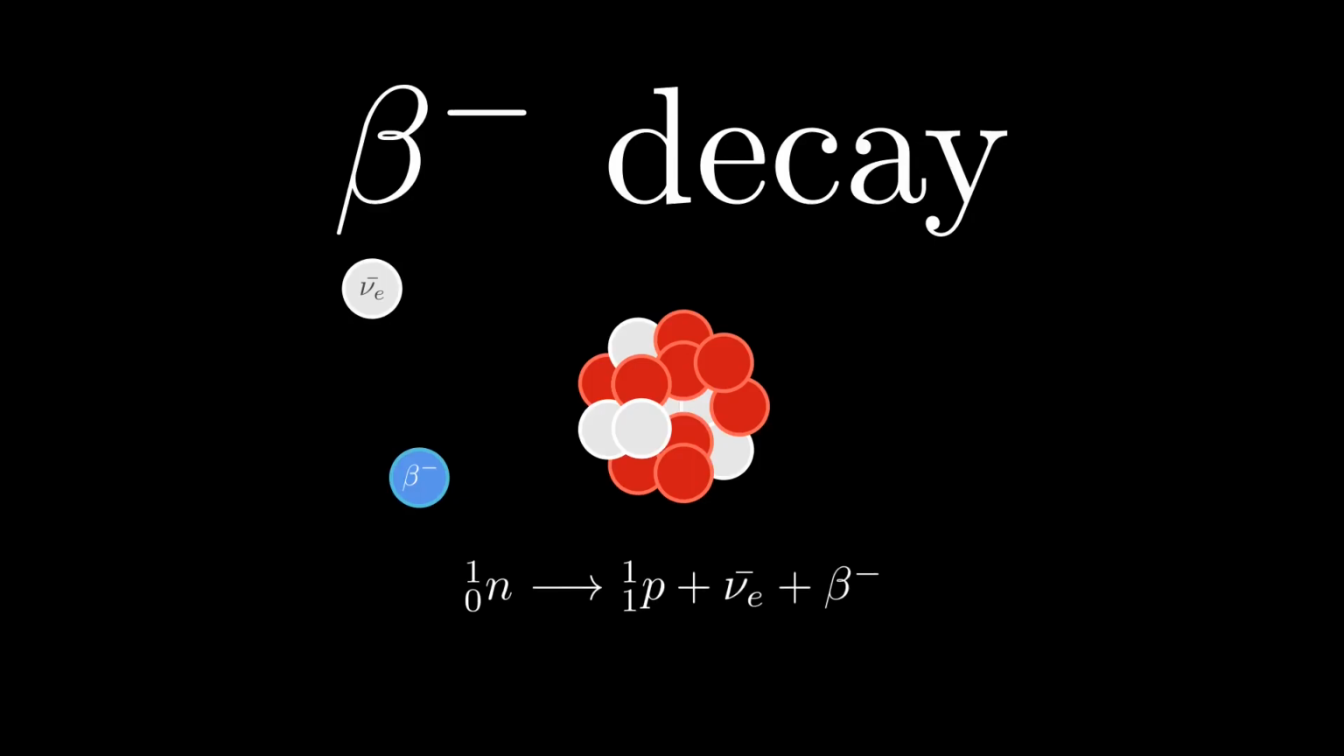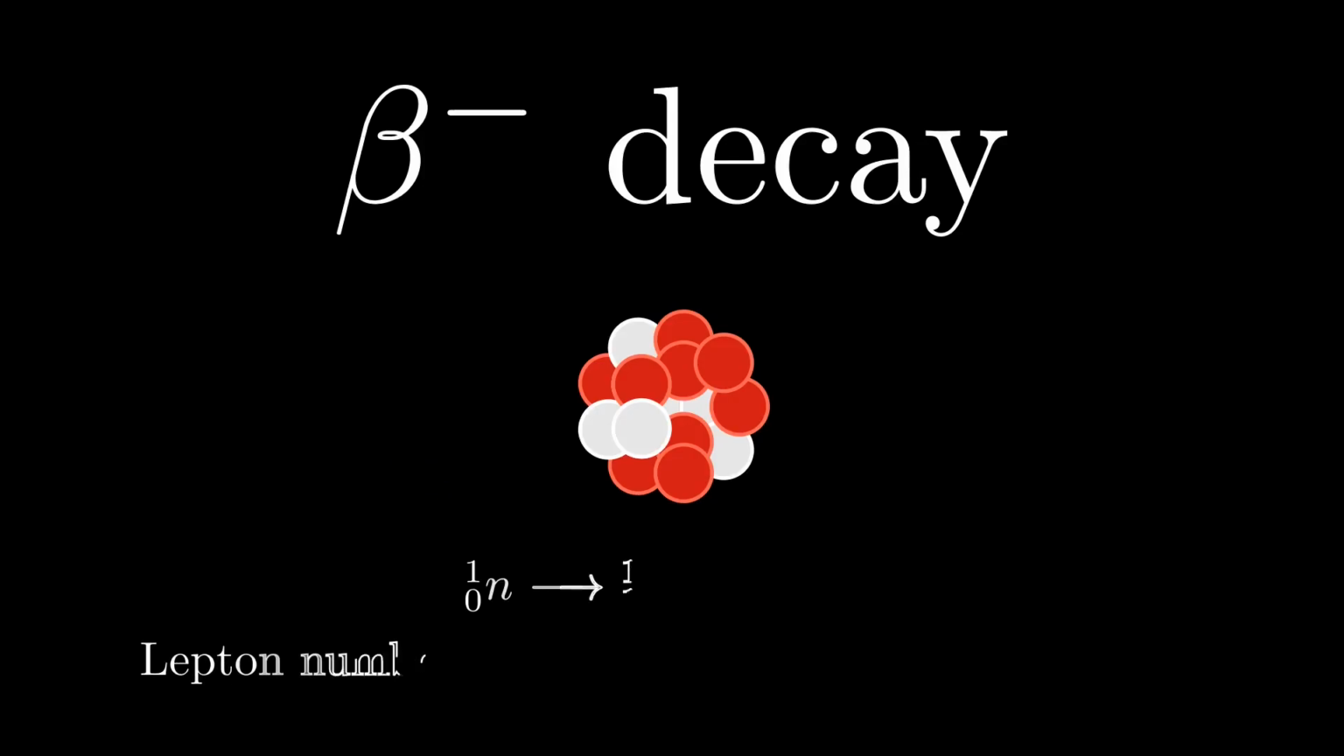Like in all interactions, the charge is conserved in beta minus decay. Also, the lepton number is conserved. That wouldn't happen without the neutrino. We also have beta plus decay.